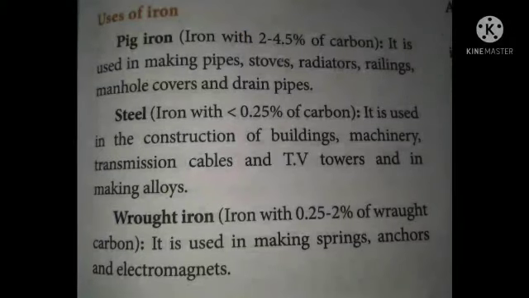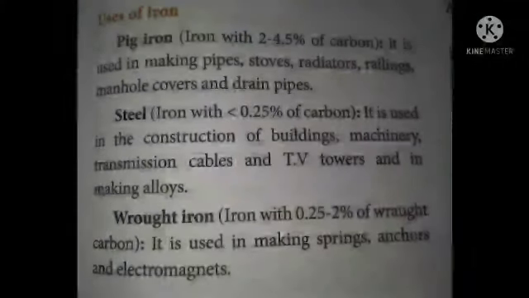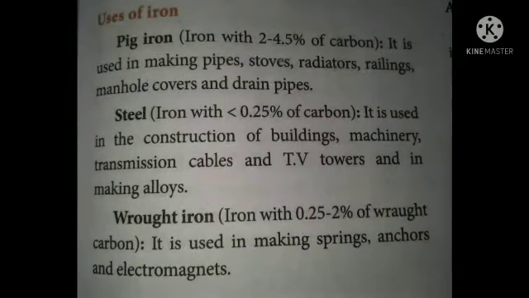Next one, steel. Steel has less than 0.25% carbon content, which is very less. The formed pig iron undergoes a refining process, in which the remaining impurities are removed. So more carbon content means pig iron, less carbon content means steel. It is mainly used for construction, machinery, transmission cables and TV towers, and also for making alloys. The third one is wrought iron. It contains about 2% carbon, and it is used in making springs and anchors, and this wrought iron can be magnetized. So these are the uses of iron.